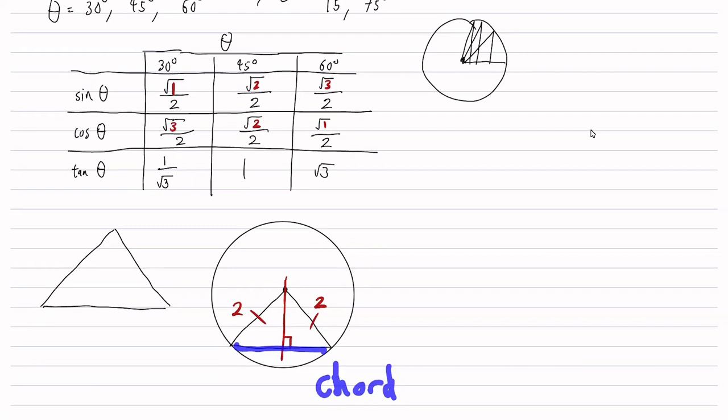Perpendicular what of a chord? Bisector. Bisector means what? It means you cut into 2 equal halves, here and there. Is that okay? So now we translate it to this triangle. We also cut it in half. We get 2 equal lengths.